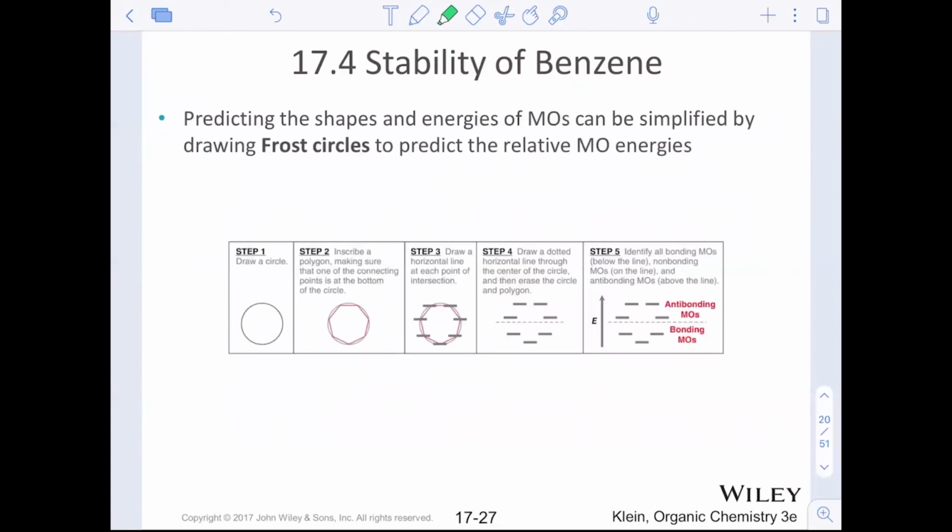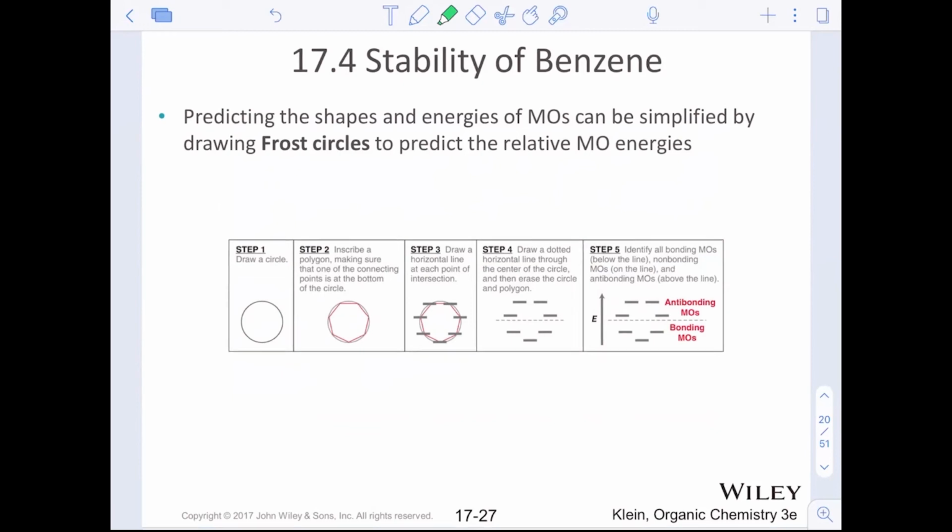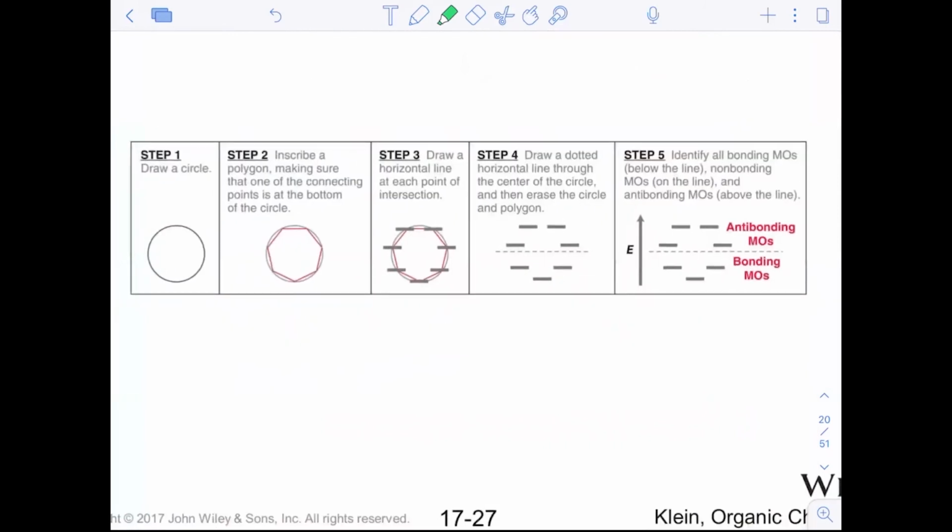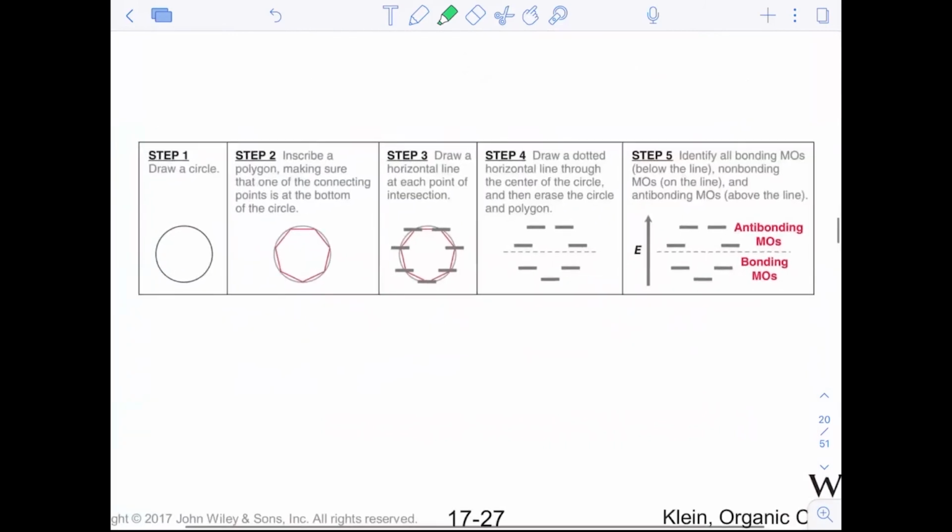What we want to learn from that is the idea that molecules will avoid being anti-aromatic at all costs. And if a molecule can become aromatic, it will do so, right? Aromatic is what the molecule wants to be because, again, molecules strive to be as stable as possible, okay? Now we can use Frost circles to predict the relative MO energies. These are a very simple way without having to draw all of the MOs or understanding any of those nodes or the phases. Frost circles have a 5-step process. You start with drawing a circle.